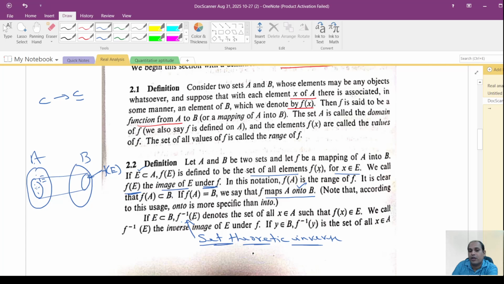Let me emphasize that for the existence of set theoretic inverse, we do not require the function to be 1-1 and onto. So, do not confuse it with the inverse of a function. This is just a notation used here as f inverse A. Let me explain it with the help of an example.